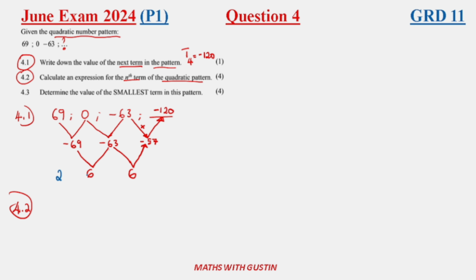The last difference, which is the second difference, you're going to say 2a is equal to that. Then the first term of the first difference is going to be 3a plus b, equal to that. And then the first term of the pattern is going to be a plus b plus c, equal to this term here. So these ones that I have written in blue, you need to know them by heart.